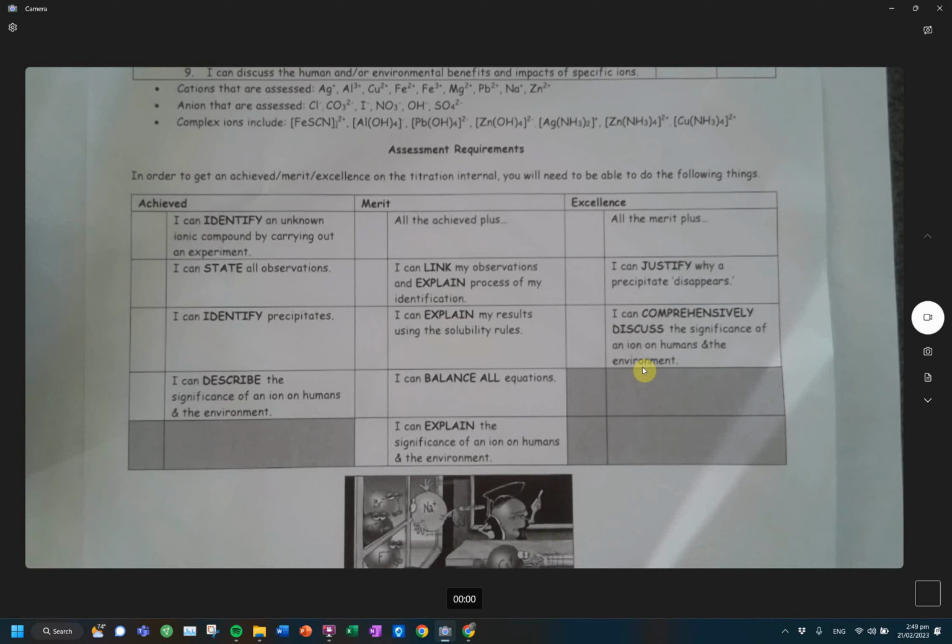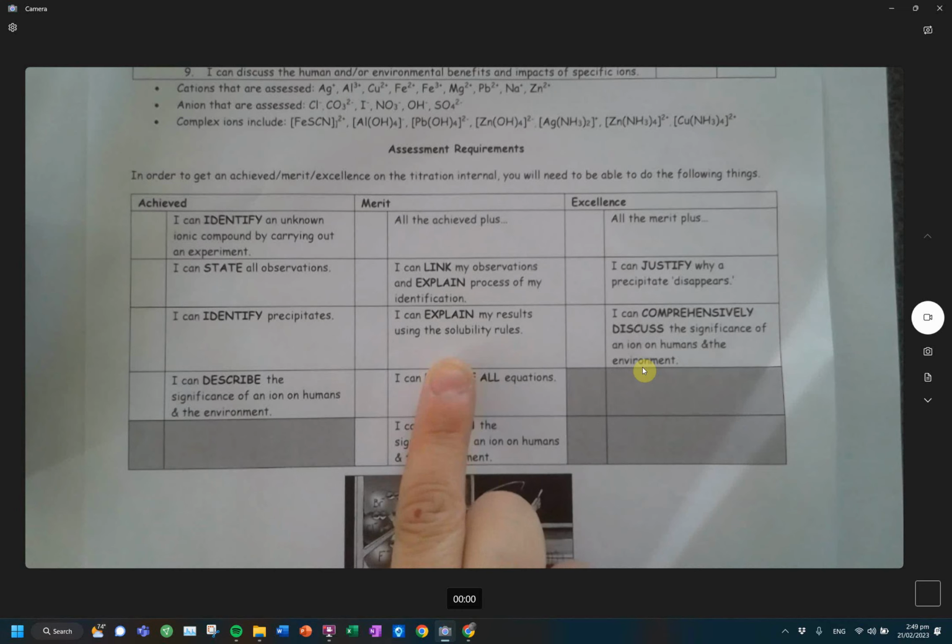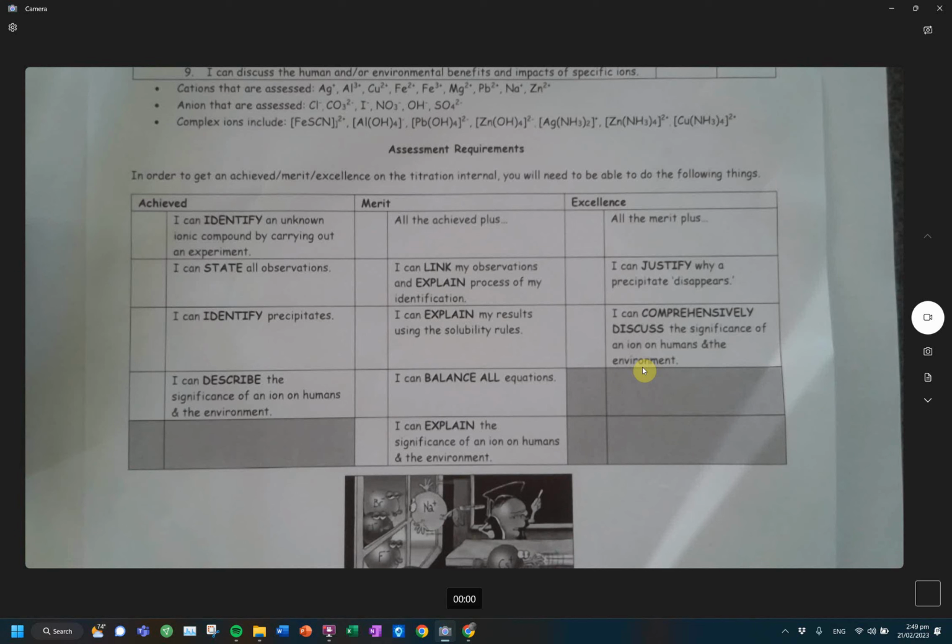For the Merit level, you are starting to link. So you're starting to say, I know this blue precipitate is this because of this reason. And that's what I was having you do as the homework last night. How did you know it was the precipitate? Use those solubility rules to help you justify it. And you can see that's the second point there as well, linking in those solubility rules.